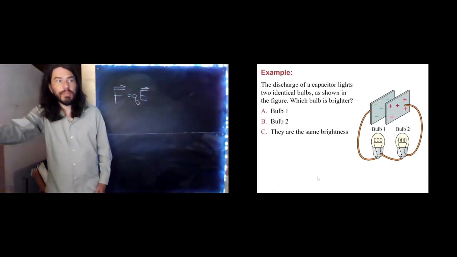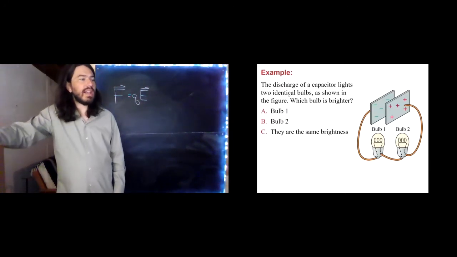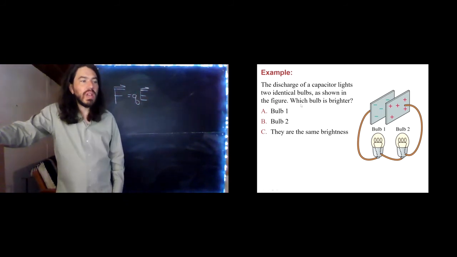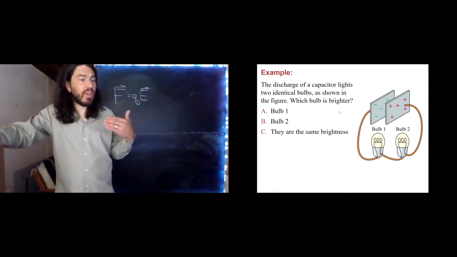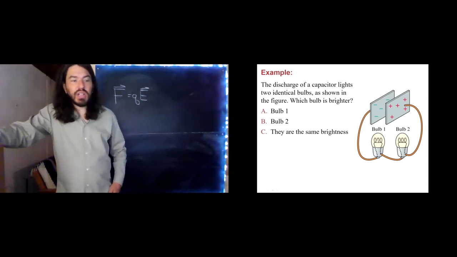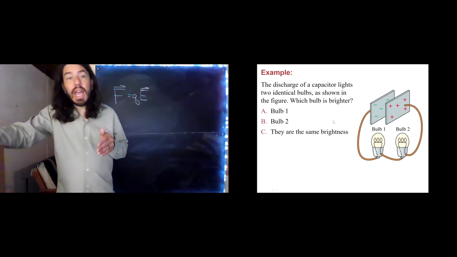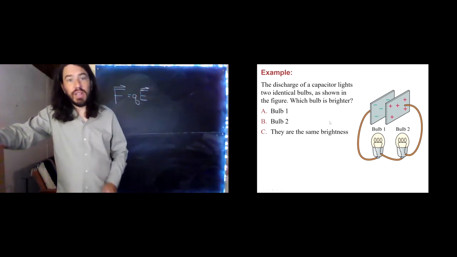So here's a quick example. The discharge of a capacitor lights two identical bulbs. Which bulb is brighter? And remember, we're using brightness as a proxy for current. So this is another way of saying, how does the current in bulb one compare to the current in bulb two? Why don't you think about it and pause the video, and I'll see you on the other side.